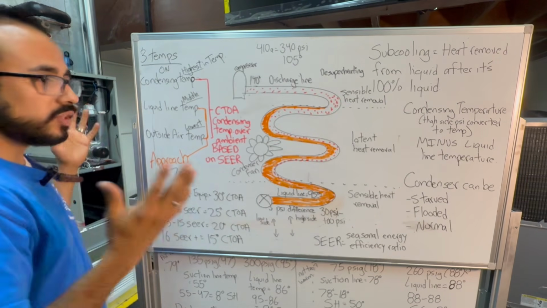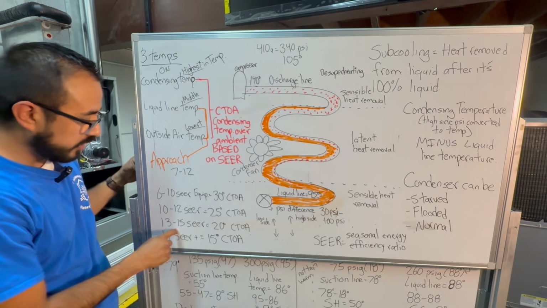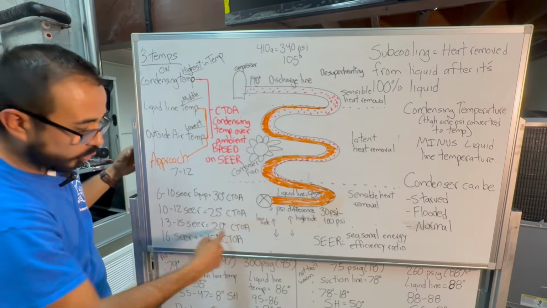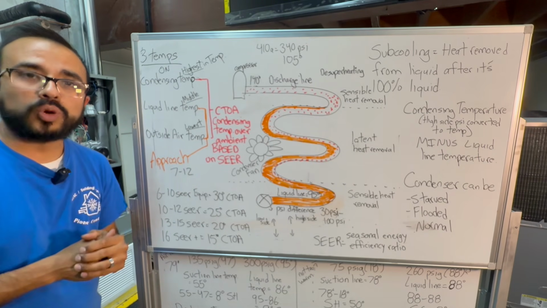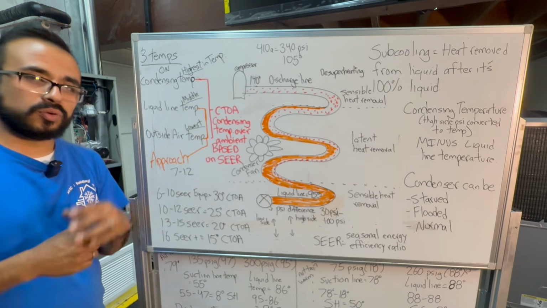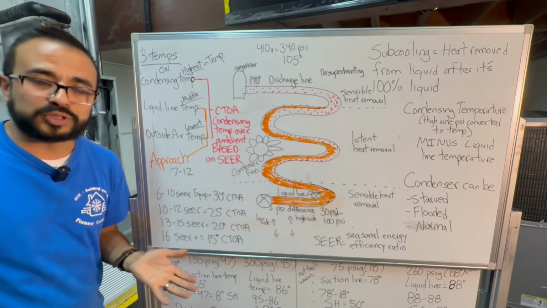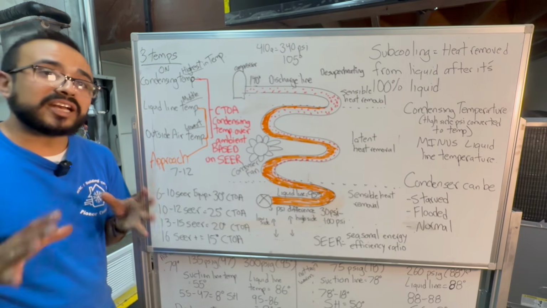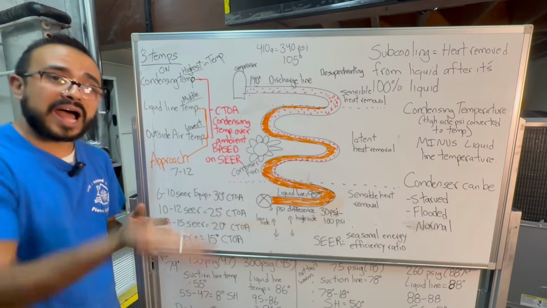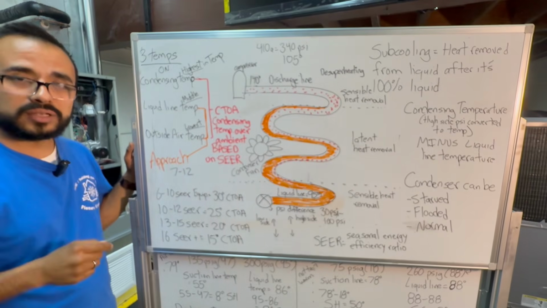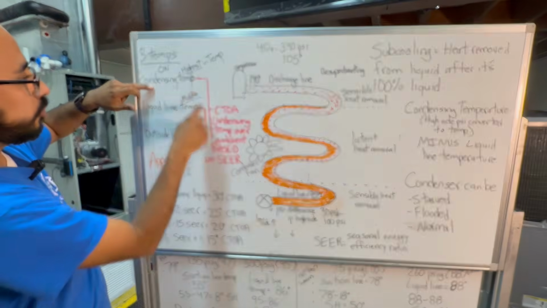So if you're dealing with, just for giggles, a 15 SEER system, it's a 20 degree CTOA. The ambient air is 90 degrees. What should my condensing temperature be? Well, 90 is the ambient air plus 20, that's 110 condensing temperature. Your pressure would be higher. That is why on a hot day, your high side pressure is a lot higher because of CTOA. So the CTOA is condensing temperature over ambient.